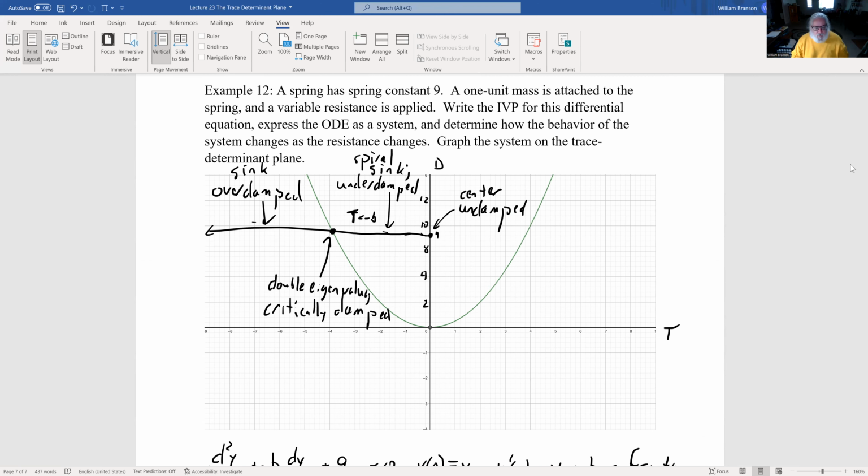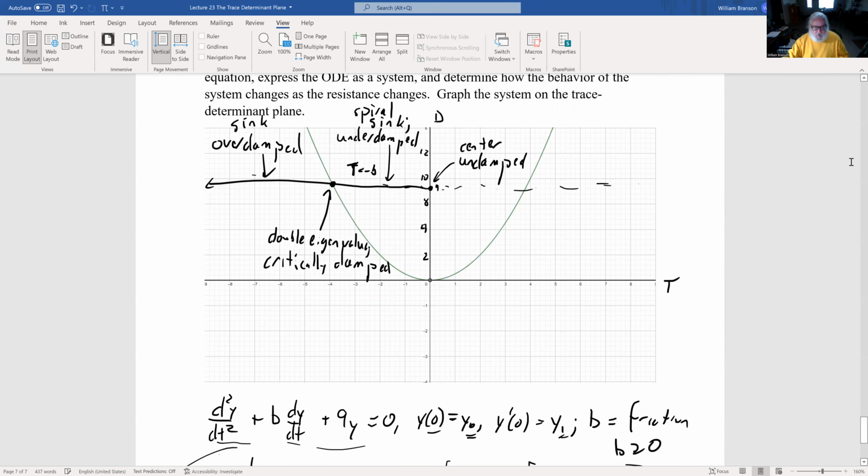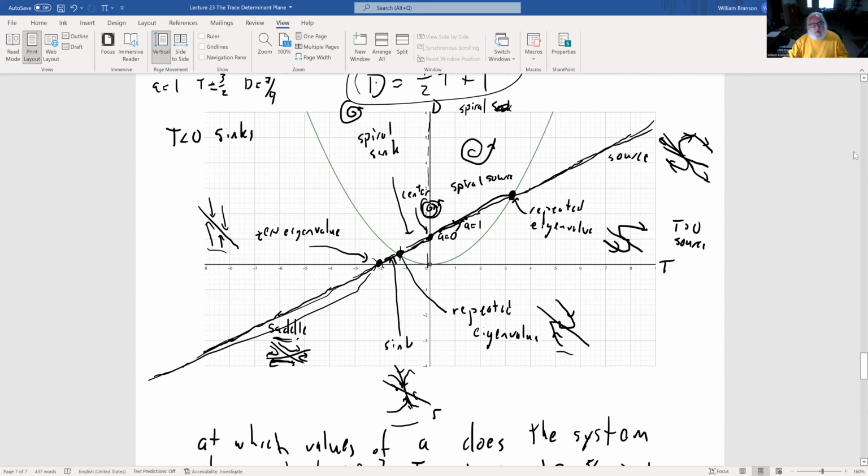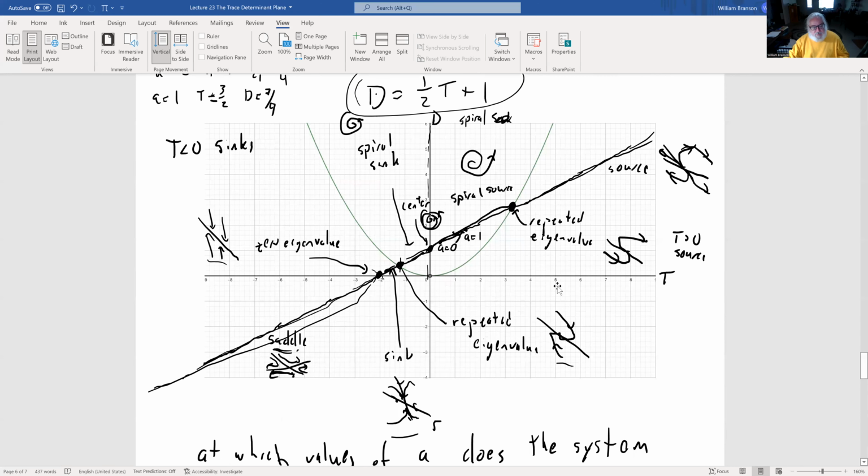Right? And if we're allowed to pump energy into the system, which would correspond to a negative b, then we get stuff out to the right. So systems can depend on parameters. Knowing the behavior of a system, you just track the system through the trace-determinant plane, and you can see what kind of behaviors you actually get out of it.